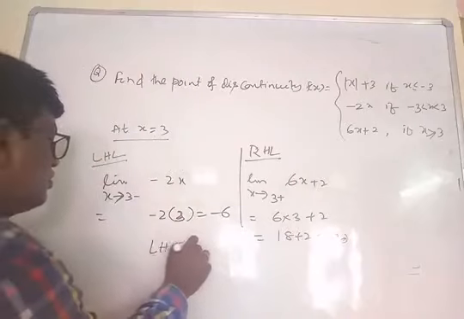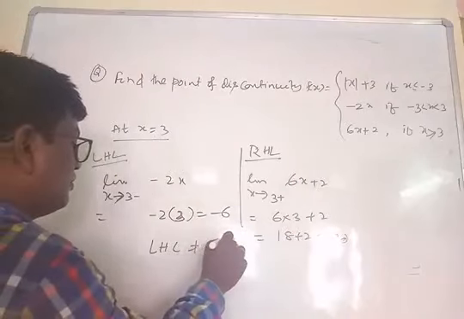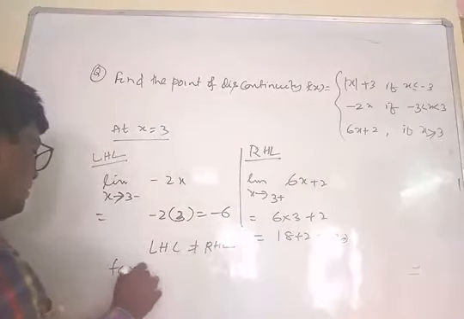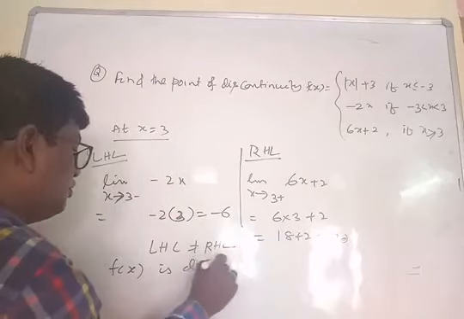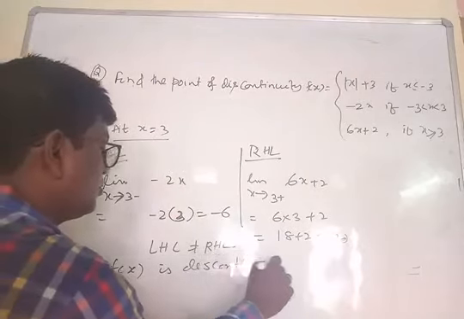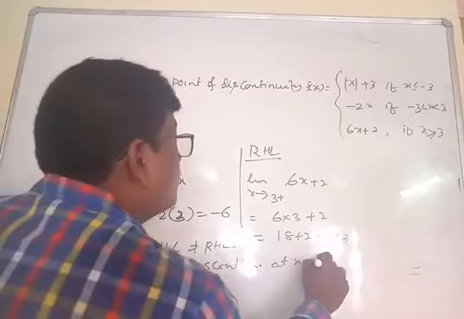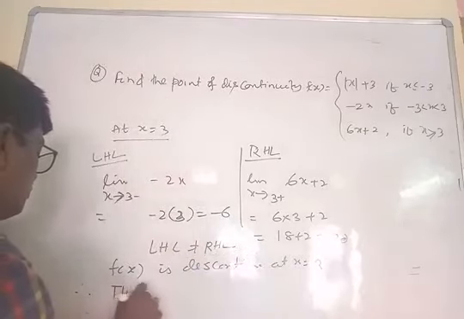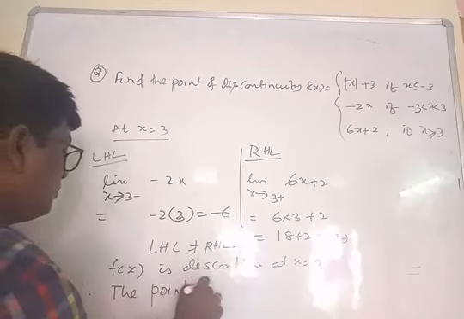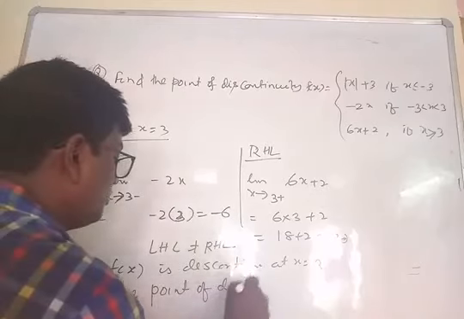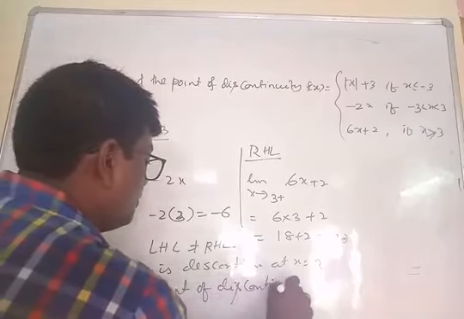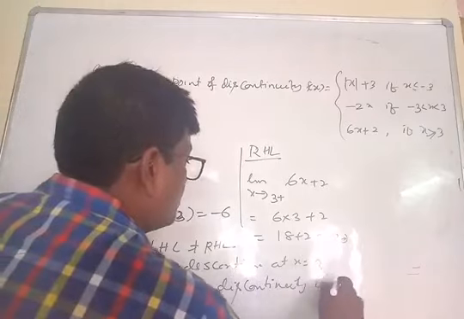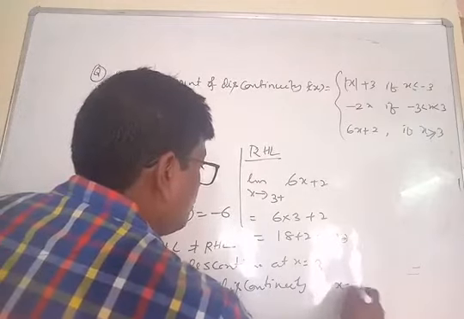LHL is not equal to RHL. So f of x is discontinuous at x is equal to 3. Therefore the point of discontinuity is x is equal to 3.